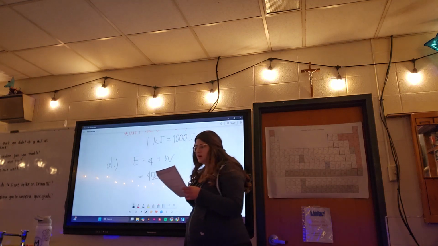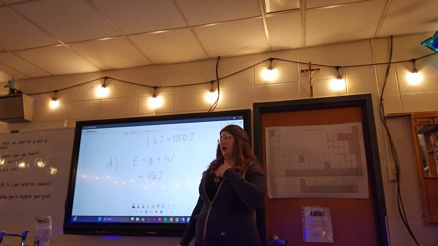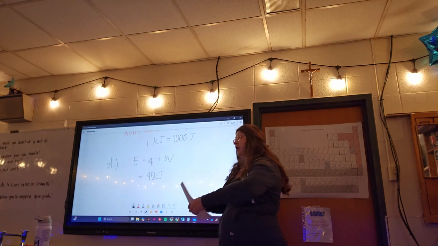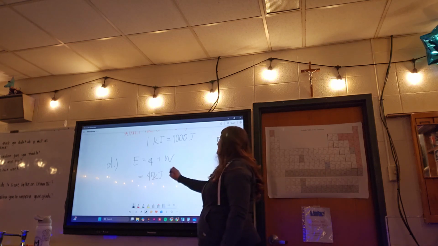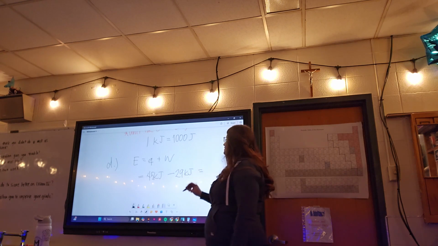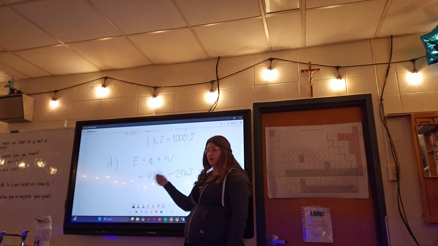Okay, but then it says it does 29 kilojoules of work. A system cannot do work on itself. So that means that it has to do external work. Is that positive or negative? Negative. So that's the choice you have to make for all these questions. You have to decide if you've got a positive or a negative for each one of those.